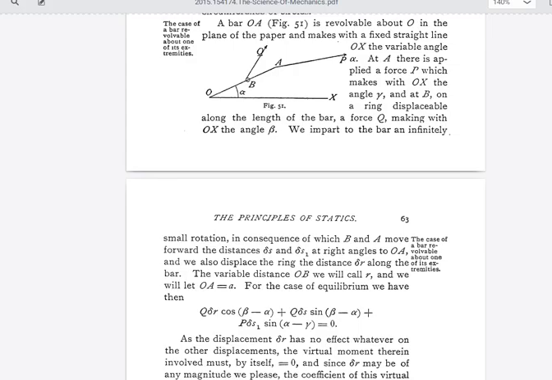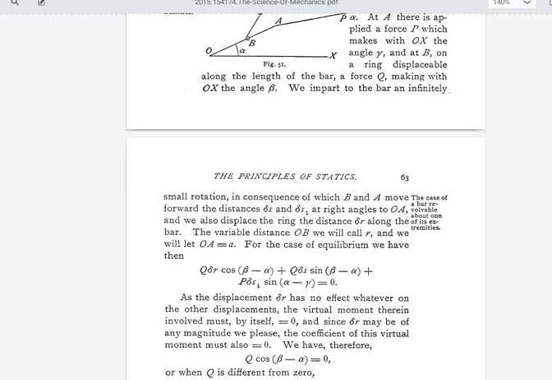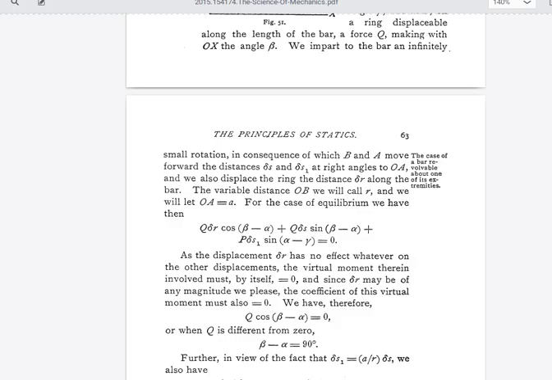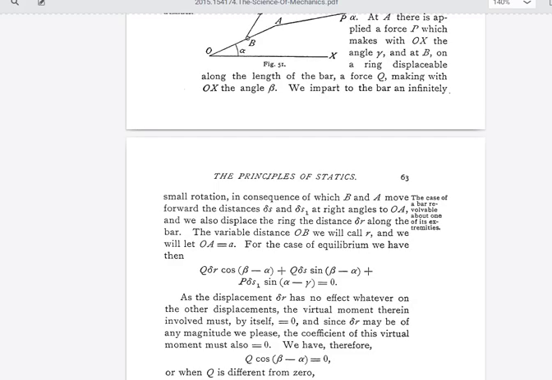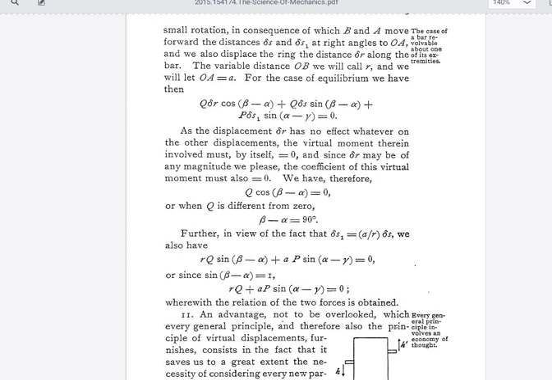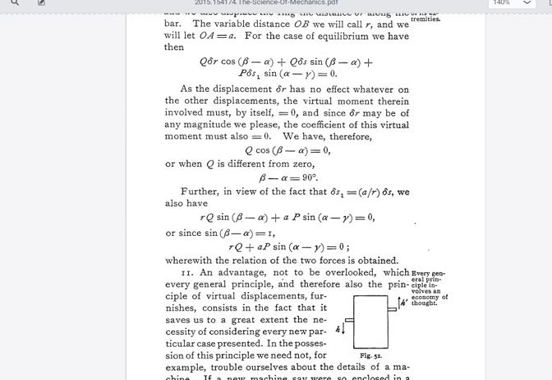For the case of equilibrium, we have then Q δR cos(β − α) + Q R δS sin(β − α) + P δS1 sin(α − γ) = 0. As the displacement δR has no effect whatever on the other displacements, the virtual moment therein involved must by itself equal 0. And since δR may be of any magnitude we please, the coefficient of this virtual moment must also be 0. We have, therefore, Q cos(β − α) = 0, or when Q is different from 0, β − α = 90 degrees.